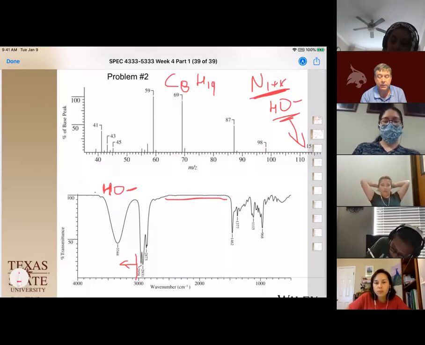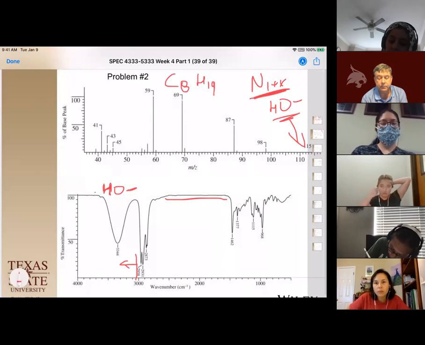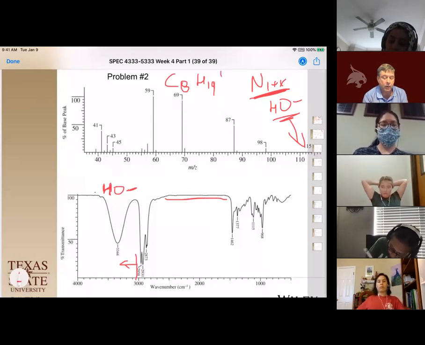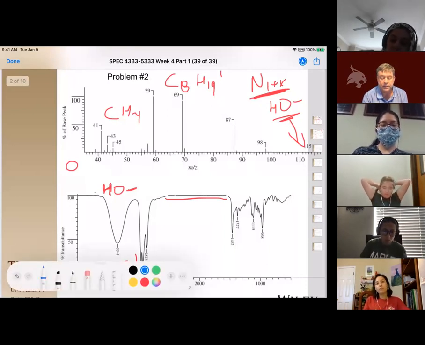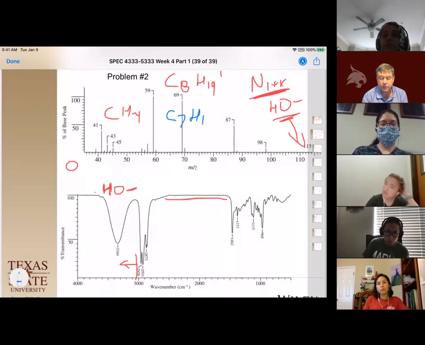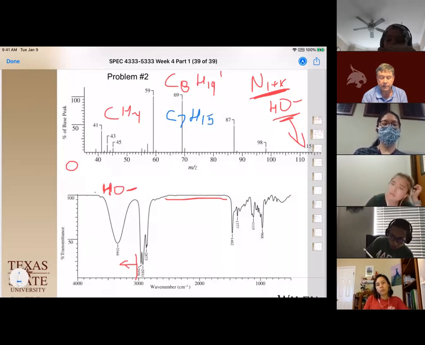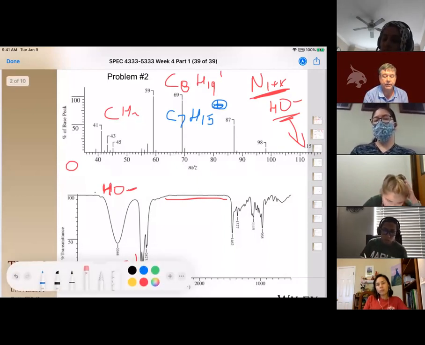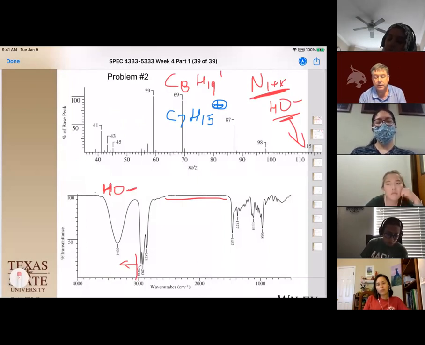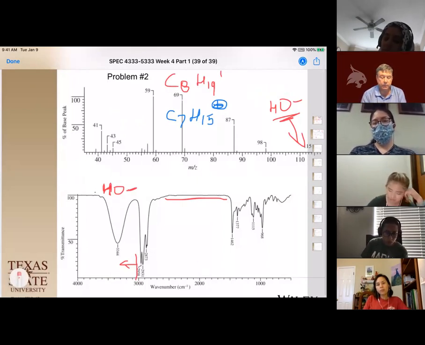Let's go ahead and do our substitution for this alcohol. Our O is 16, so CH4 is what we're going to substitute. That brings our new empirical formula to C7H15. We're going to assume that's a charged species, which means we might have to add a hydrogen to it eventually. Now let's look at our major fragments here.